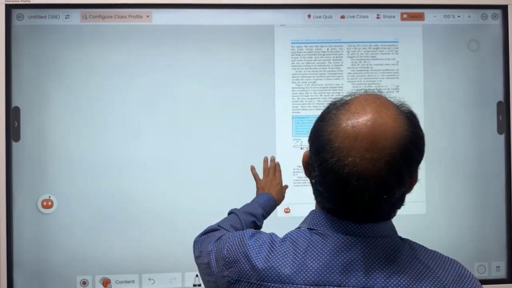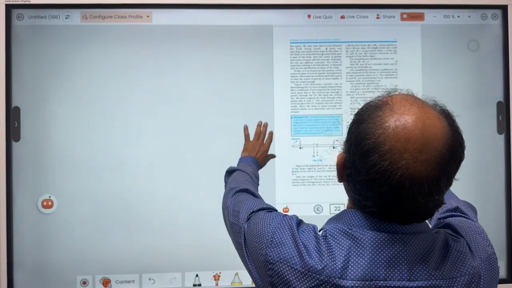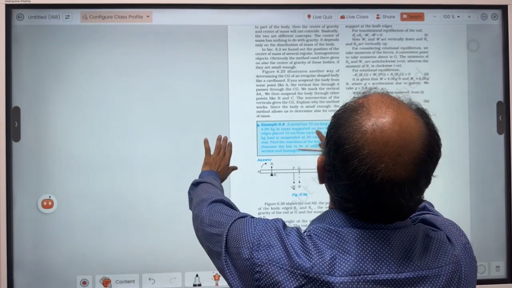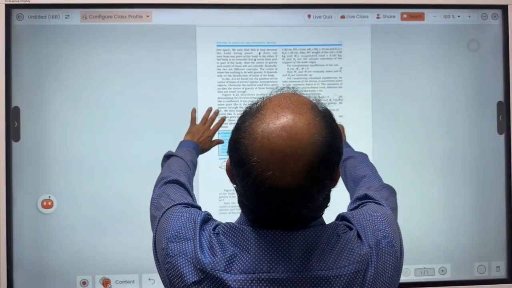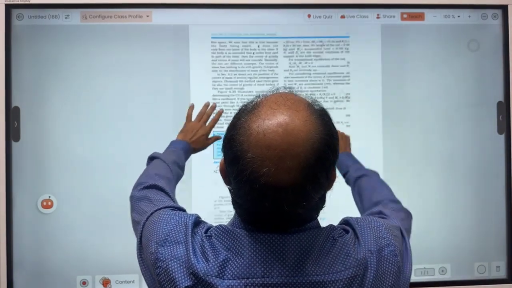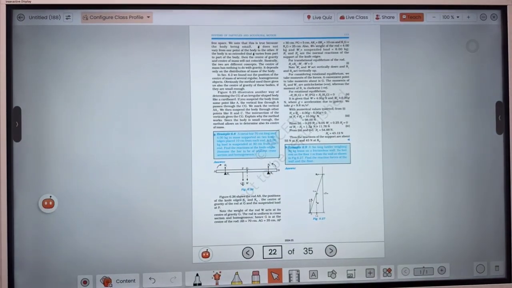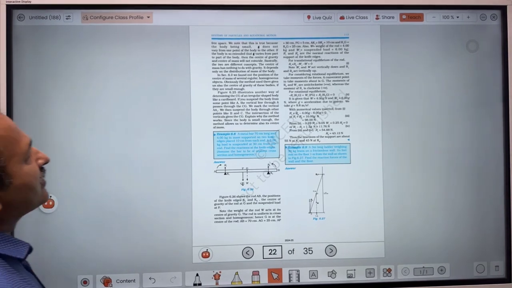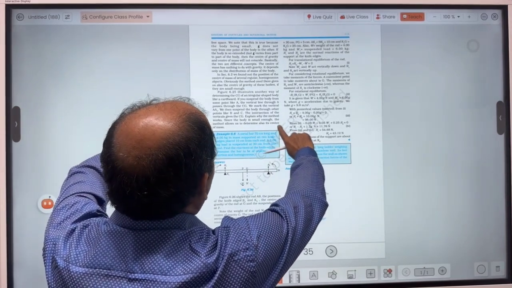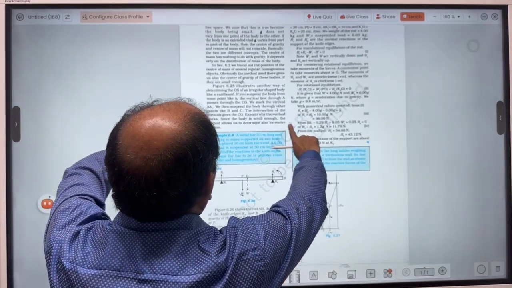There are two important questions. We can solve them, and we will apply the concept of equilibrium, in which translational equilibrium means body is not moving in a straight line, and rotational equilibrium means body is not rotating. So both things we will take into consideration while solving this problem. So let's analyze the question, and then we will see how to get the result.